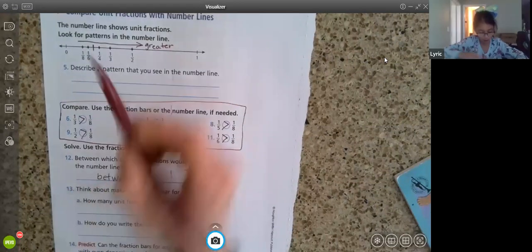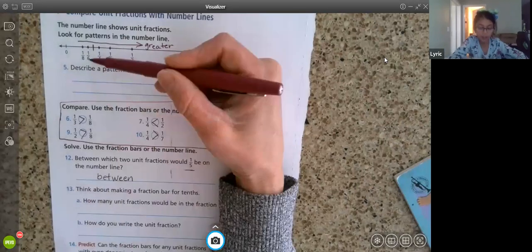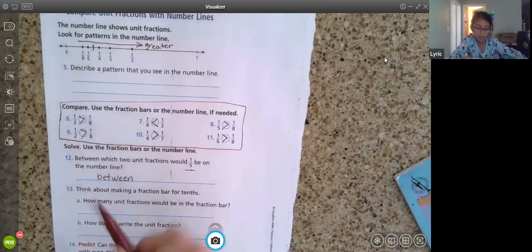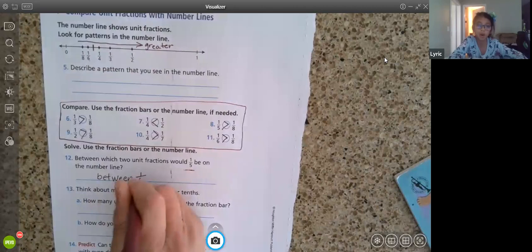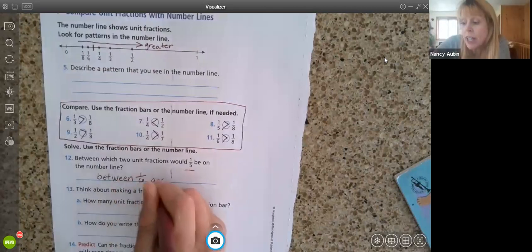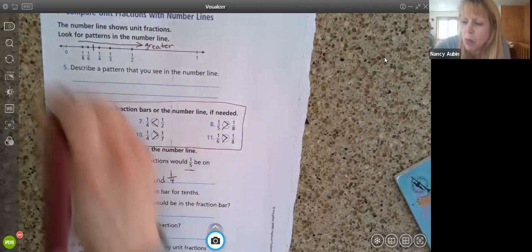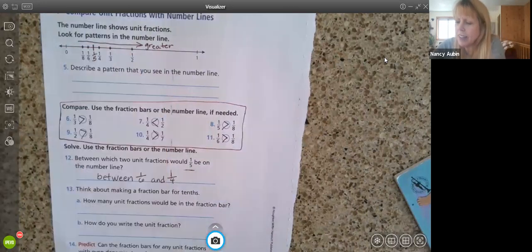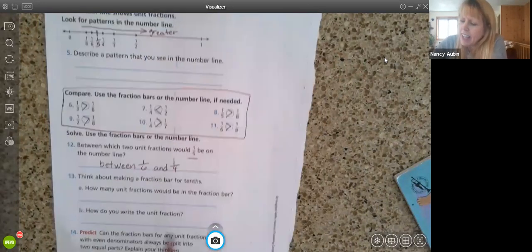Where would 1/5 go? It goes between the 6 and the 4. So between 1/6 and 1/4, I could write 1/5. Yep, you're right. All right.